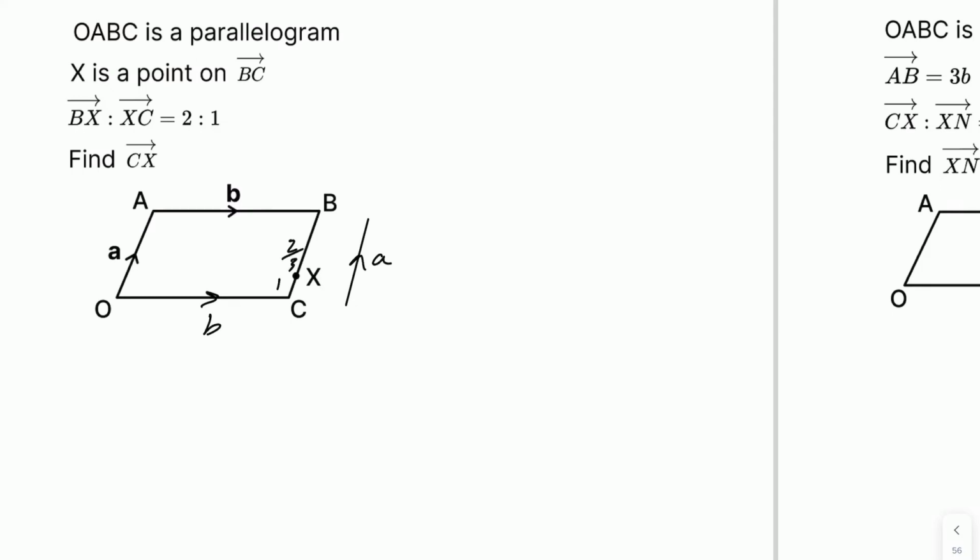And if you divide that by the total, that's 1/3 and 2/3. And it's asking for C to X. So you know that C to X is just going to be 1/3 of the full length C to B. And well, you know what the full length is. It's A. So your answer is just 1/3 A.